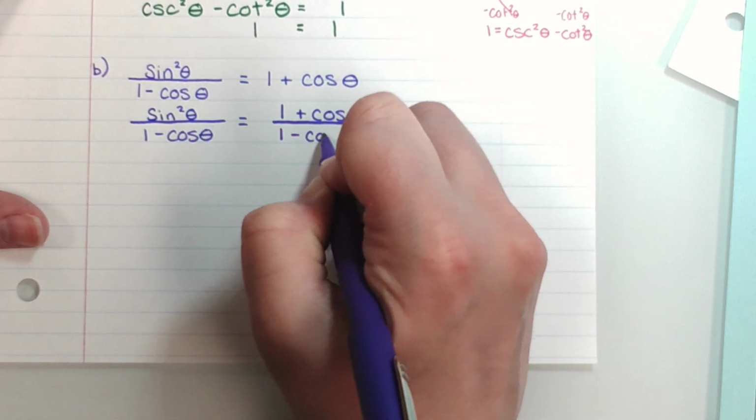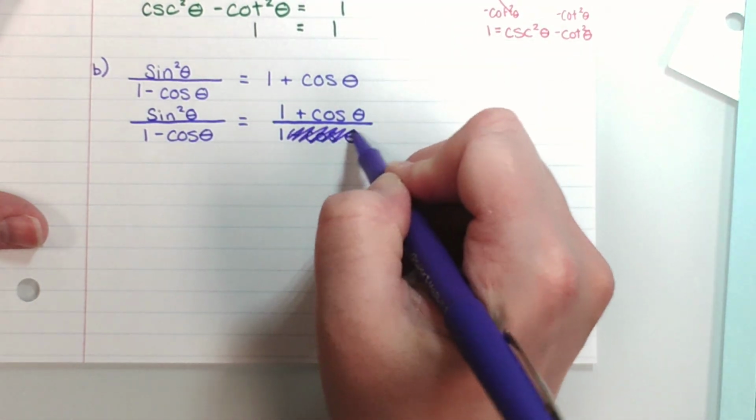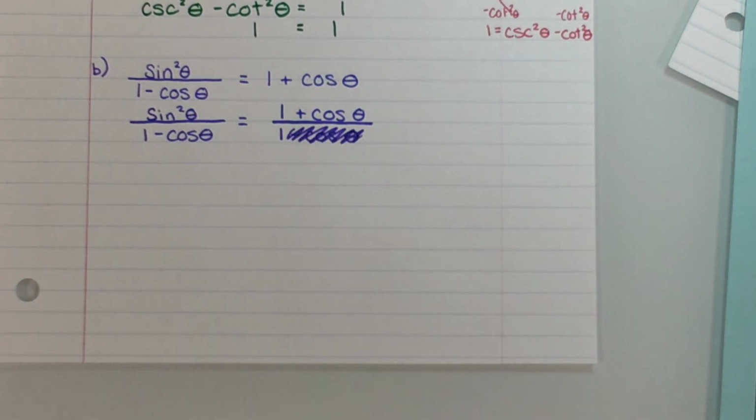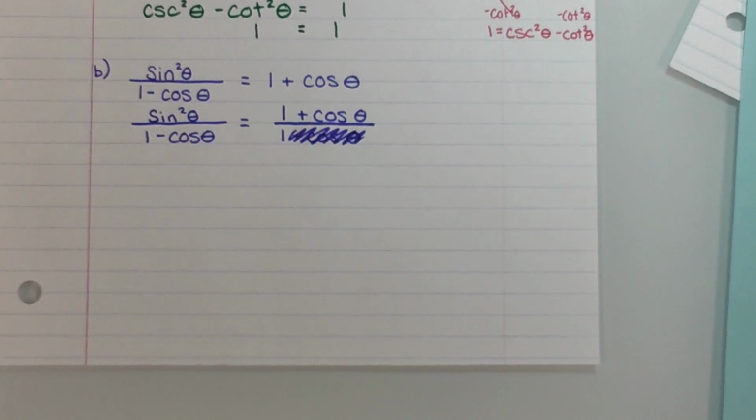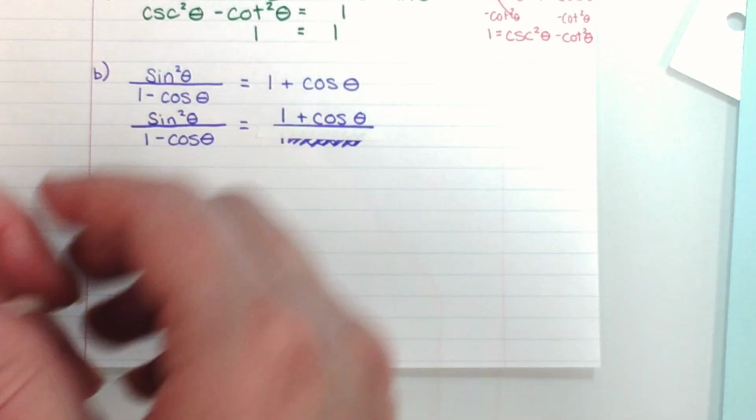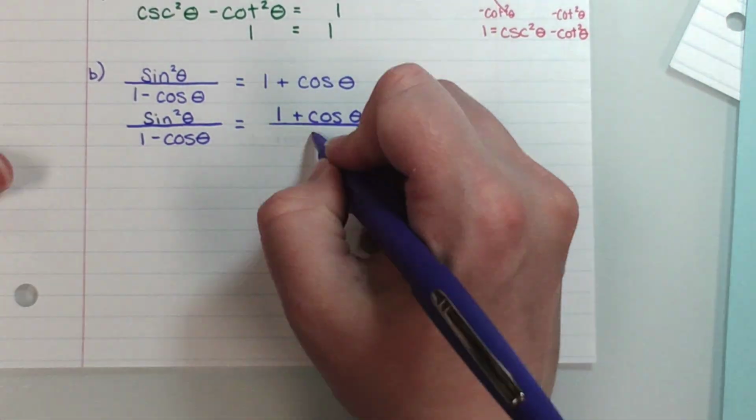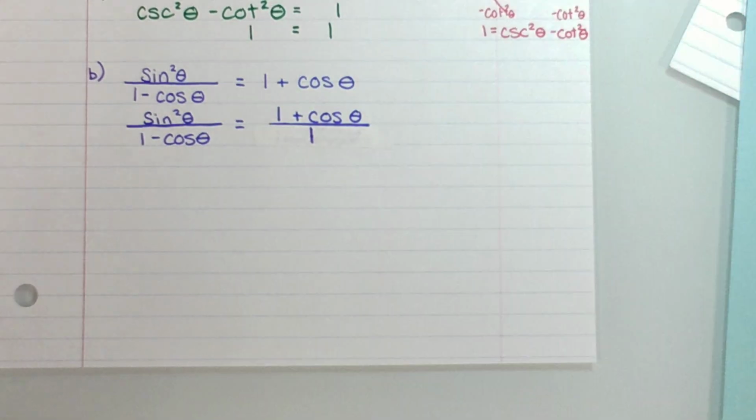Why did I write that? Don't mind me, I'm getting ahead of myself. Currently, I have 1 plus cosine of theta, and all that I could do to change it into a fraction is put it over the top of 1. Don't mind me. Like I said, I got ahead of myself.